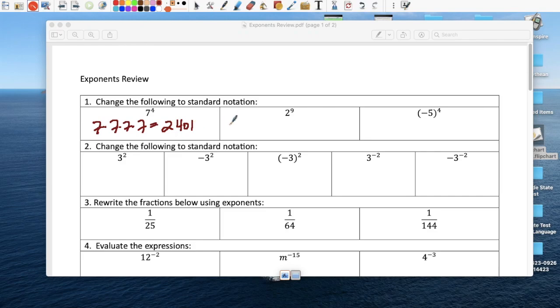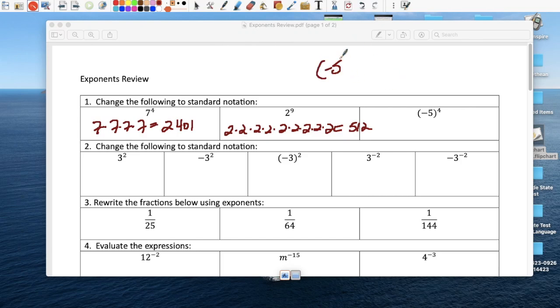2 to the 9th, same thing. I'm not going to write 2 times 2 9 times, so just plug it in and you get 512. Or I'll do it: 2, 3, 4, 5, 6, 7, 8, 9. 1, 2, 3, 4, 5, 6, 7, 8, 9. That's what 2 to the 9th means, right? So that is 512. Careful with the next one.